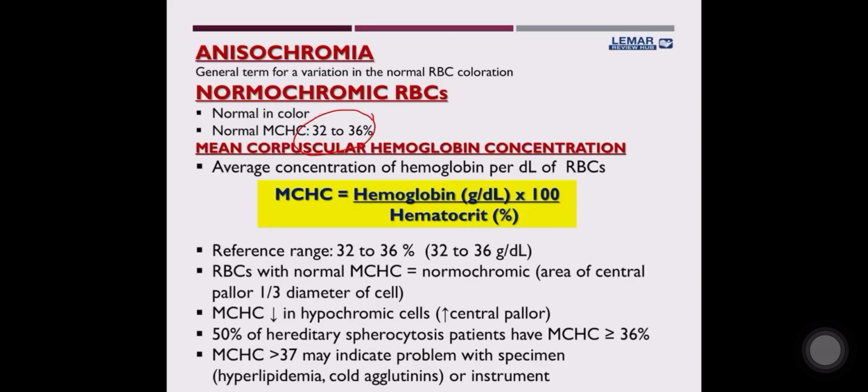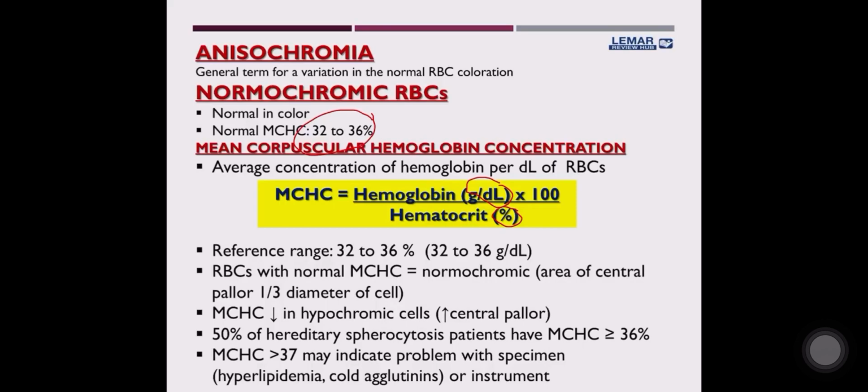To compute for the MCHC value: hemoglobin in grams per deciliter times 100 over the patient's hematocrit in percent. Be sure the units are correct. If the units are wrong, we will not arrive at the correct answer. Normal value is 32 to 36%. The red cells are normochromic. Red cells with MCHC value less than 32% are hypochromic, and greater than 36% are hyperchromic.